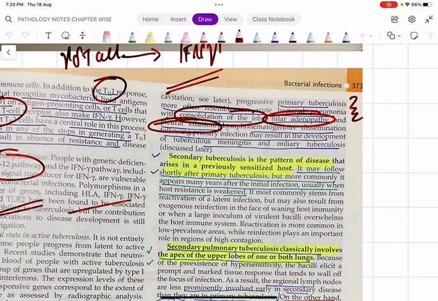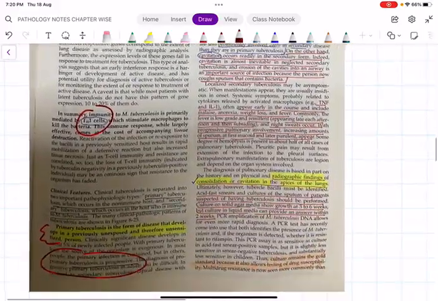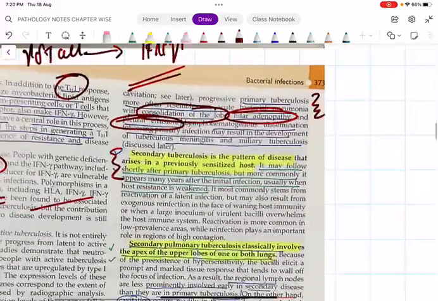So secondary tuberculosis is the pattern of disease which arises in a previously sensitized host, and I told it mainly involves the apical lobe. Not only secondary tuberculosis, tuberculosis generally involves the apical lobe. Why? Because of high oxygen content.